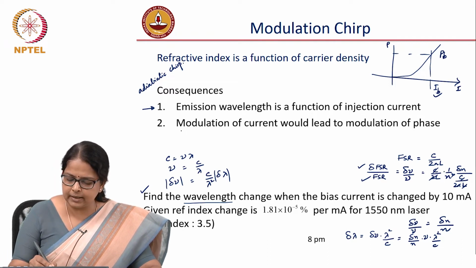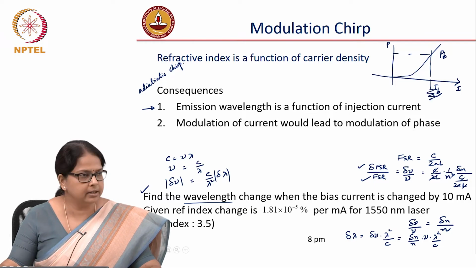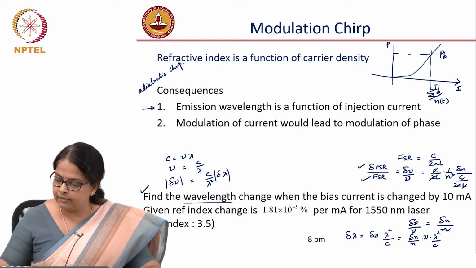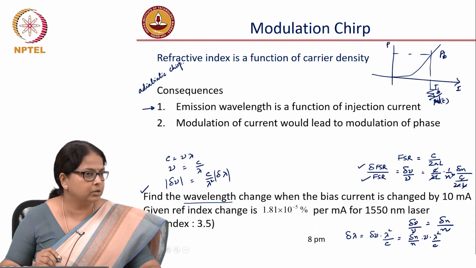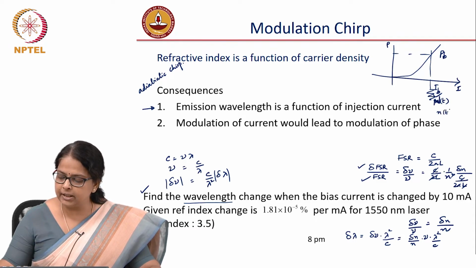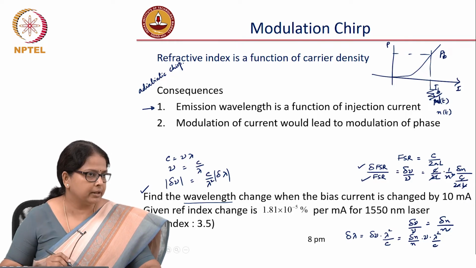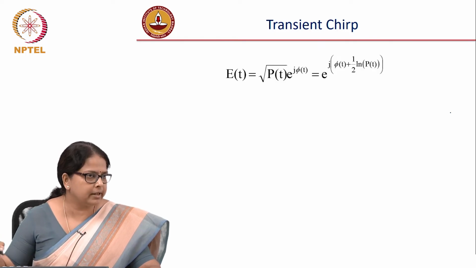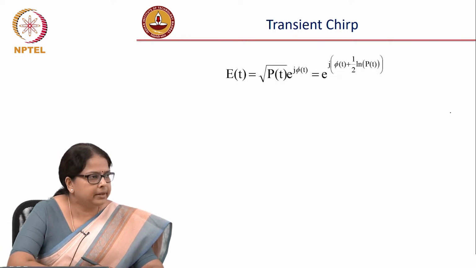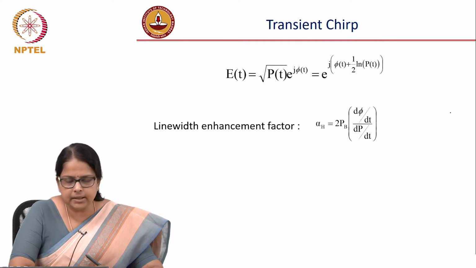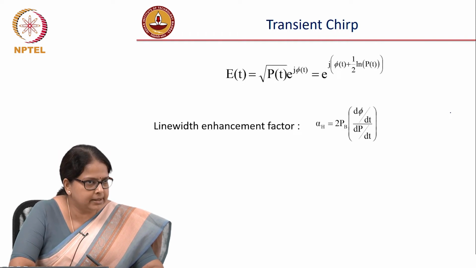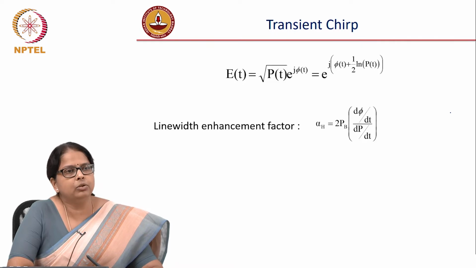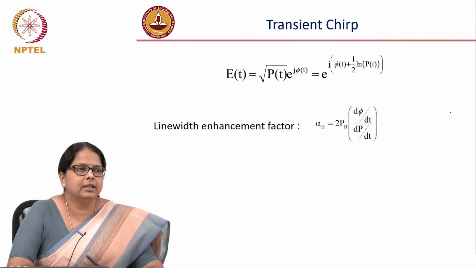But the second one which we discussed last time, where if you have a current modulation, which means that N, as in carrier density, we were using capital N, also changes with time, which leads to refractive index changing with time, and that leads to a phase modulation. That is transient chirp, because it is continuously changing with time, because my modulation is a time dependent function. And in order to represent or quantify the transient chirp, as I said, this is a measurement that is typically done, and it is quantified through what is called as a line width enhancement factor.